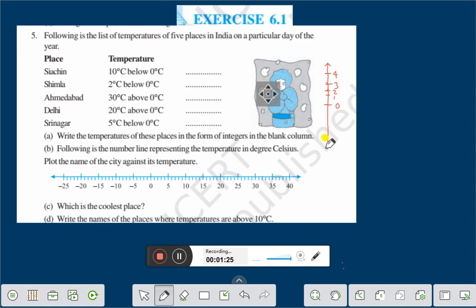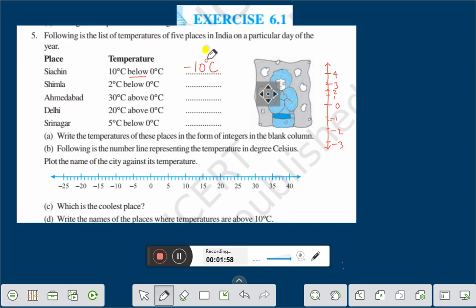And it is minus, that is, minus 1 is negative, below 0 degrees. Minus 1, minus 2, this is minus 3, right? It is said there is a temperature below 0 degrees centigrade. Below means minus, negative, right? So 10 degrees centigrade below 0 degrees centigrade is minus 10 degrees centigrade, right?